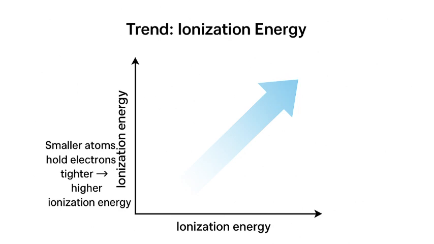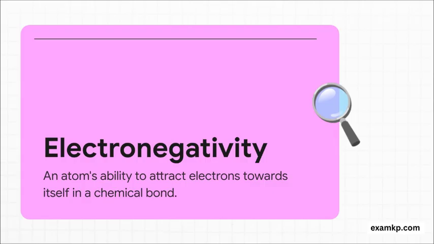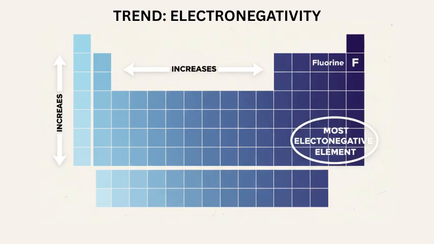But as you go down a group, that outer electron is further away, it's easier to remove, so the energy required goes down. Now let's talk about electronegativity. This is another big one. It describes an atom's ability to pull electrons towards itself when it's bonded to another atom. It's all about an atom's pulling power in a relationship.